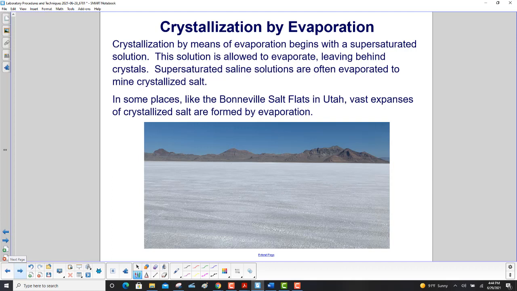Crystallization by means of evaporation begins with a supersaturated solution. This solution is allowed to evaporate, leaving behind crystals. Supersaturated saline solutions are often evaporated to mine crystallized salt. In some places, like the Bonneville Salt Flats in Utah, vast expanses of crystallized salt are formed by evaporation.